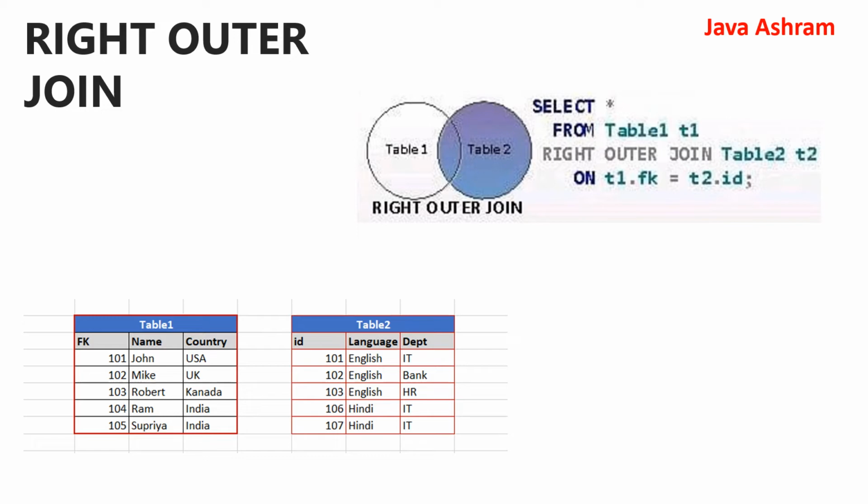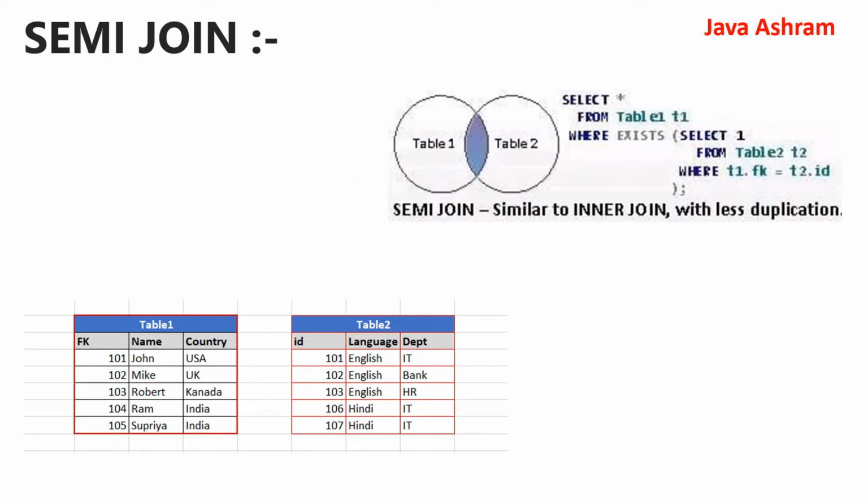This is an exercise for you to do, but by this picture you should be able to understand what the right outer join is and how we need to write the syntax over here, on this key. So it will give you all the data of table 2 and the data which is matching in table 1.